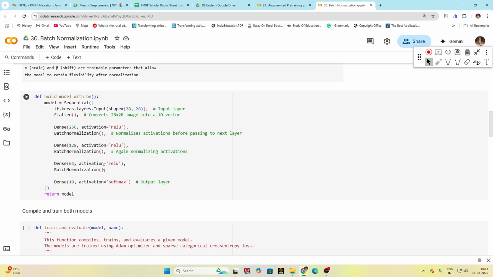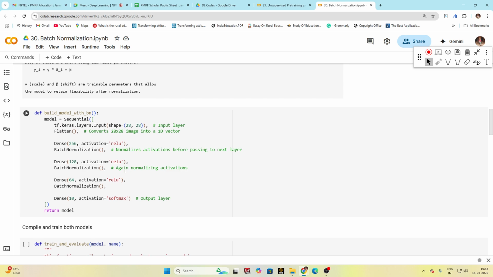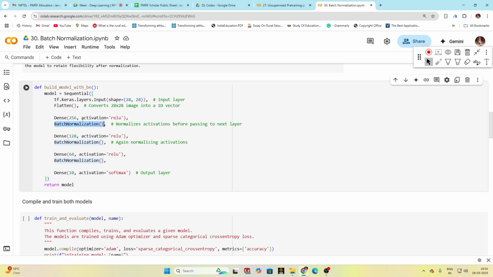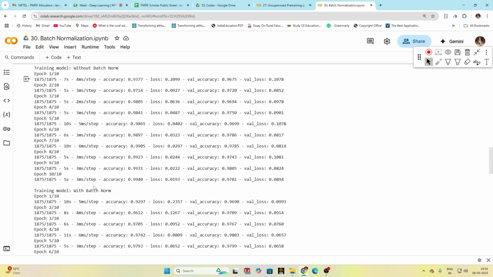In a neural network in Python, you need not do the batch normalization for each layer by calculation or by any function. You just have to put the batch normalization function in a layer, and just by writing this, you can do batch normalization.